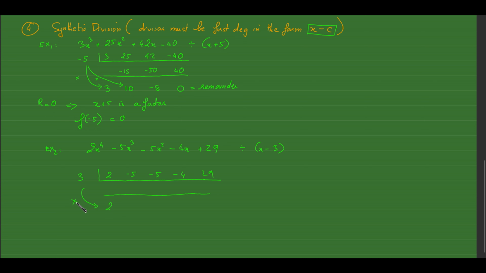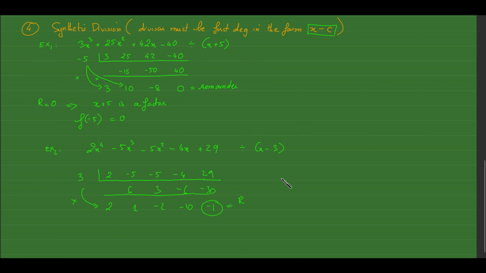When you multiply this, it will give you 6. Add them up, gives you 1. Then you keep going: 3 times 1 gives you 3. Add them up, gives you negative 2. You multiply, gives you negative 6. Add them up, gives you negative 10, then negative 30, and you add them up, it gives you negative 1. Oh, this is the remainder right here, and the remainder is not equal to 0.